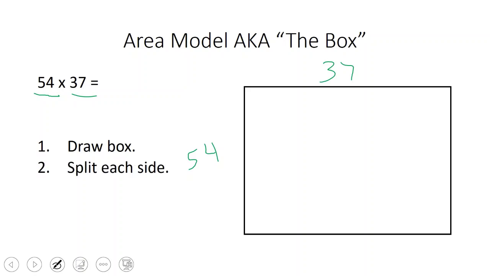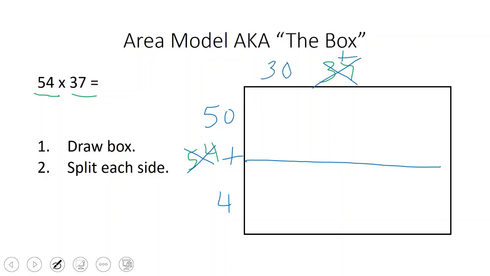My next step is to split each side into tens and ones. Right now I have 54 rows. That's an awful lot of rows to be thinking about. So to make it a little easier, in this method, we take that 54 and we split it into 50 plus 4. Still equals 54, but it's a little easier to think about 50s and 4s. We'll do the same thing on the top with my 37 and turn it into 30 plus 7. So now I've taken my box and I've split it into 4 pieces. So I should have 1, 2, 3, 4 pieces.